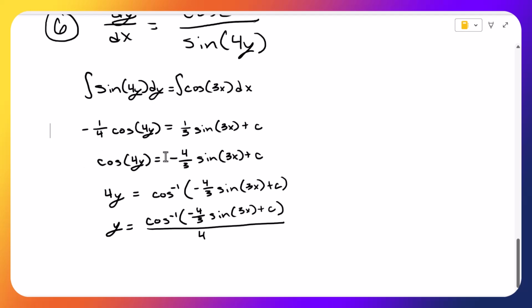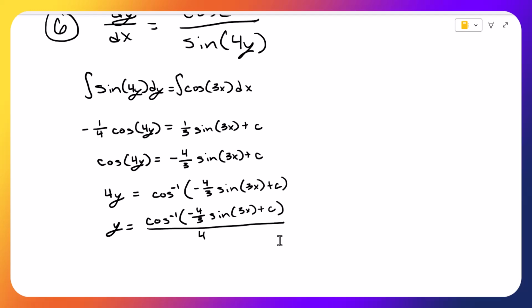And then how do I get rid of this cosine? Well, I do the inverse of cosine. So 4y equals cosine inverse, or you could have written arc cos, that would also be okay, of negative 4 over 3 sine of 3x plus c. And then finally divide everything by 4 to get rid of that, and we get y equals that. And here's our general solution.